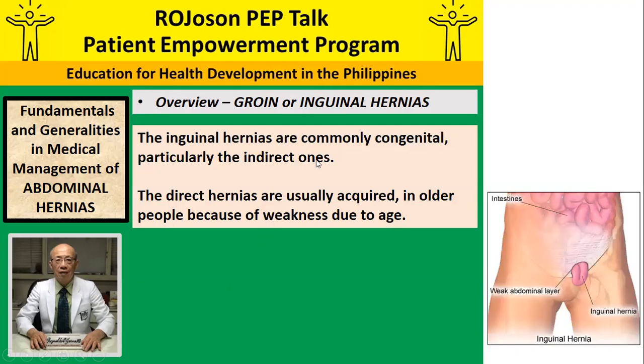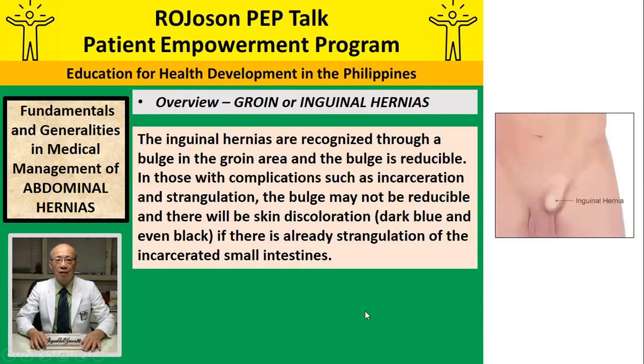The inguinal hernias are commonly congenital, particularly the indirect one. The direct hernias are usually acquired in older people because of weakness due to aging, due to old age. The inguinal hernias are recognized through a bulge in the groin area, and the bulge is reducible. You can bring it back inside.